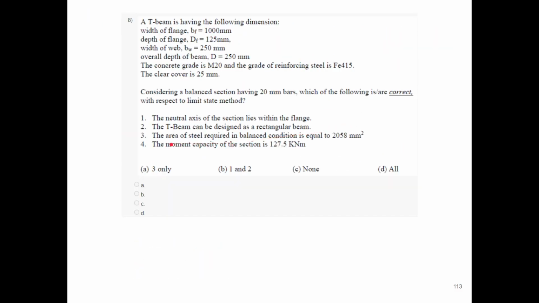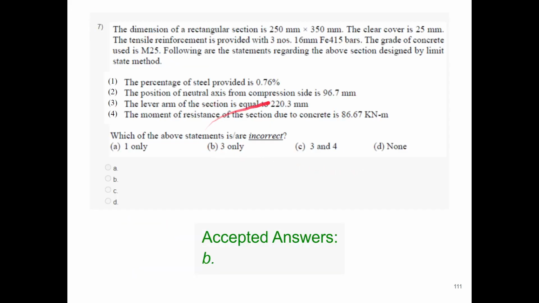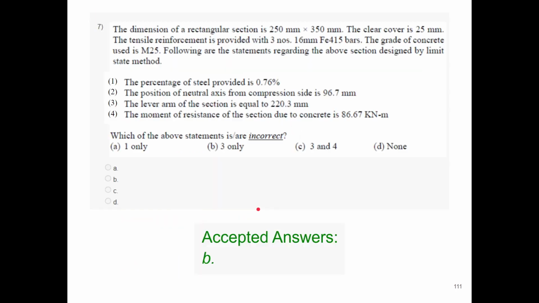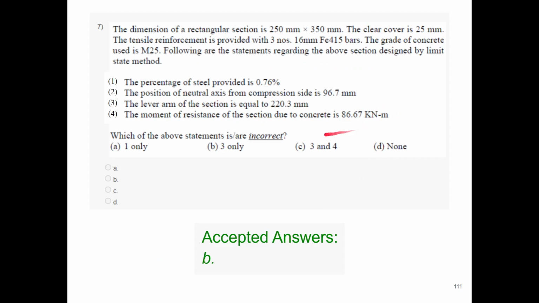Okay, now the lever arm Z is d into 1 minus 0.42 xu by d, right? So it is 317 into 1 minus 0.42 into 0.305, which is 276.3 mm, but here it is written 220.3 mm. So this is incorrect. Okay, and the fourth statement is moment of resistance due to concrete. So it is 0.13. Okay, so it is moment of resistance of the section due to concrete is 86.67 kilonewton meter, right?